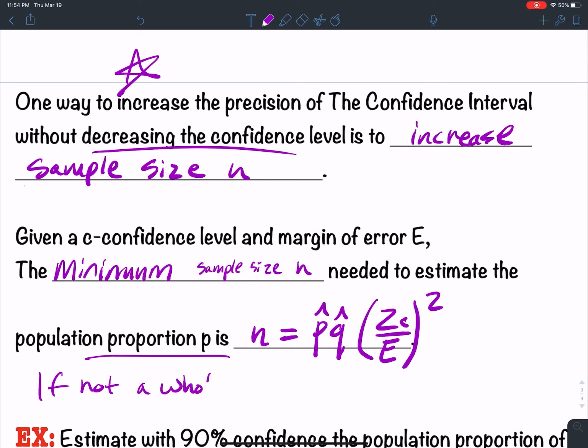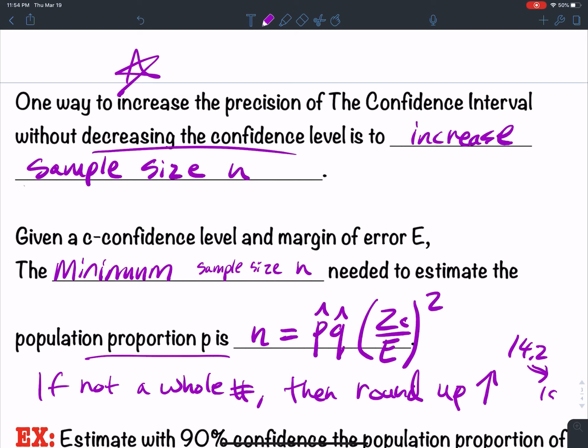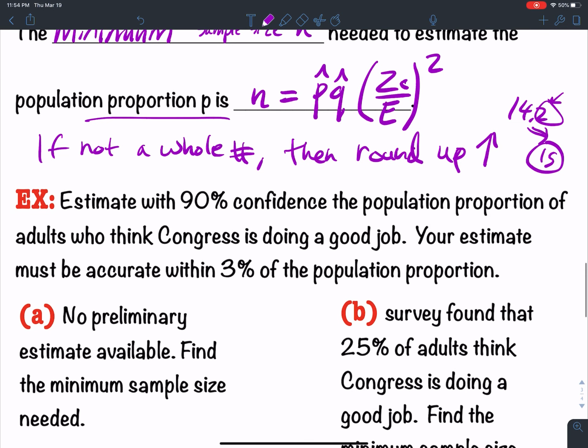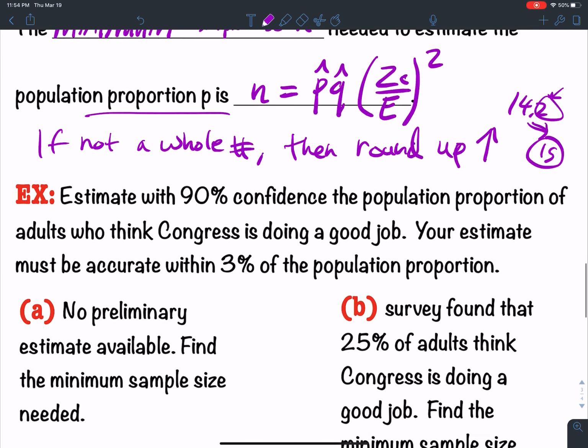If it's not a whole number, then round up, just like you did in the last section, in 6.1. Even if n is like 14.2, I round up to 15. I can't sample 0.2 people. You're not going to ask somebody's leg, how you doing today, leg? Don't ask them that. You're going to round up to a whole person. Okay. Estimate with 90% confidence the population proportion of adults who think Congress is doing a good job.